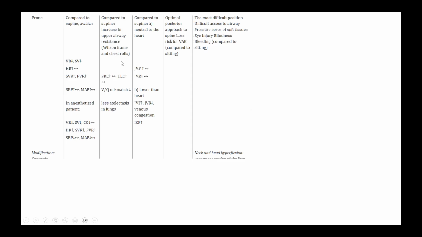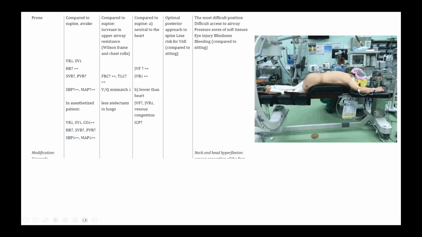And with regard to the respiratory system, you may have a V/Q mismatch. The abdomen should be kept free, otherwise the lower lung fields are likely to become atelectatic. So always make sure that the diaphragm is able to move freely without any compression on the upper abdomen. And this is the normal position that we all try to do.